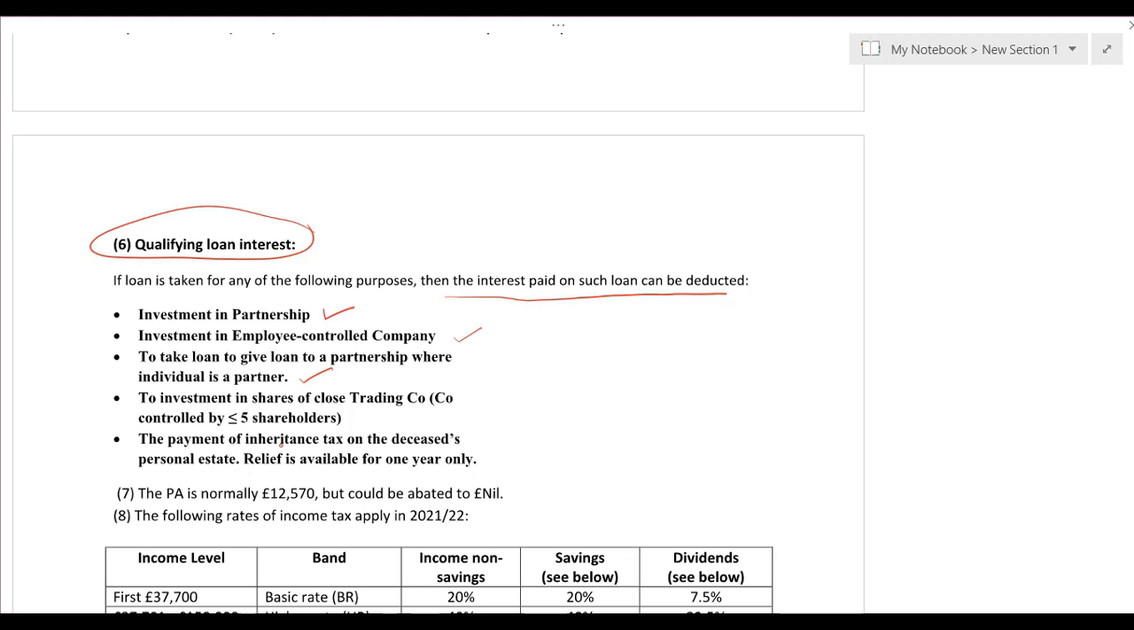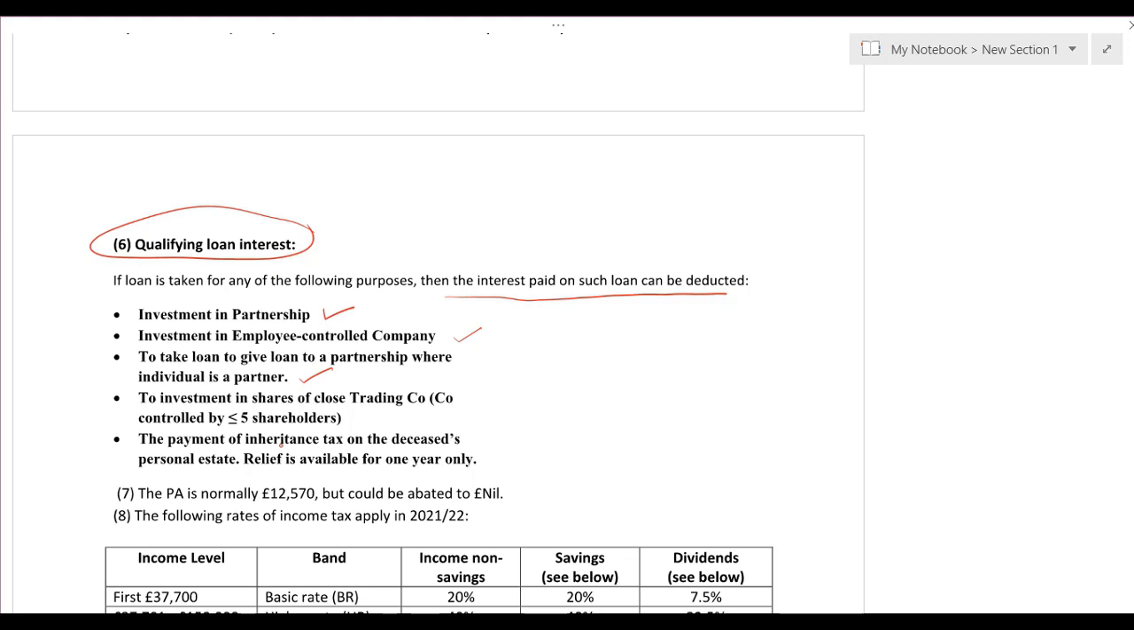If an employee takes a loan to buy an asset and that asset is being used in the employment, such a loan is also a qualifying loan, and interest paid on such a loan is a qualifying interest, and that will be deducted from the total income of that individual, not even from the employment income of that individual.